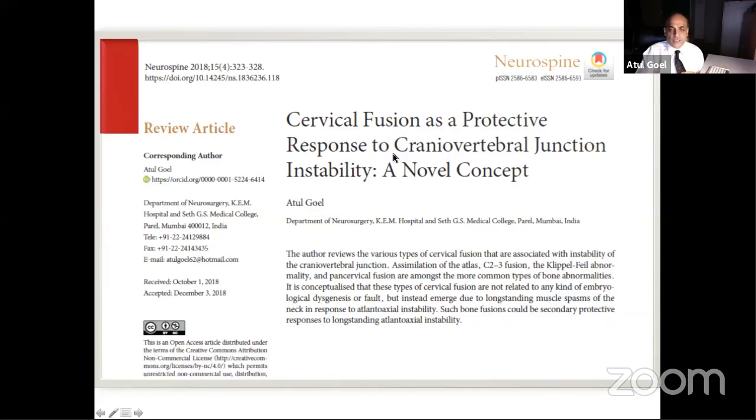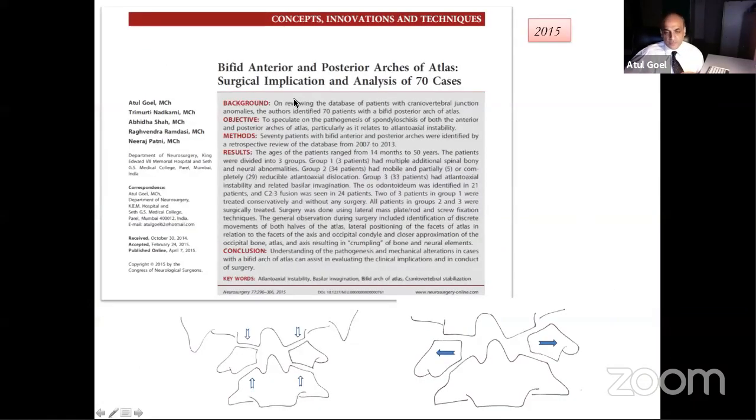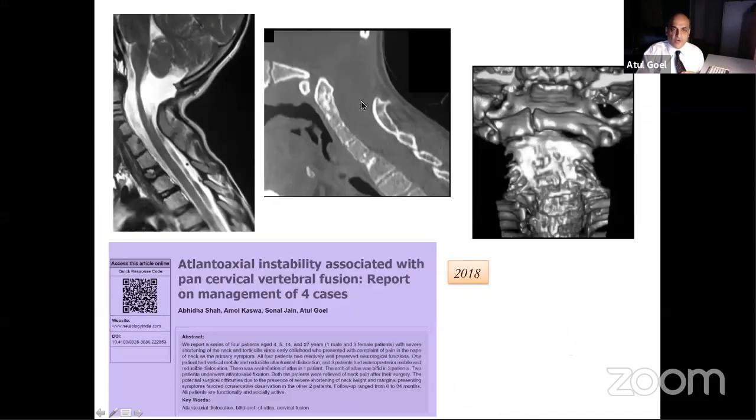Similarly, I had said that cervical fusion is a protective mechanism of the body. Bifid is a protective mechanism of the body. These are not abnormal mechanisms or pathological phenomena. They come into play when there is atlantoaxial instability. So these bone fusions and bifid are not embryological problems. They are games that gods play. They are divine games.